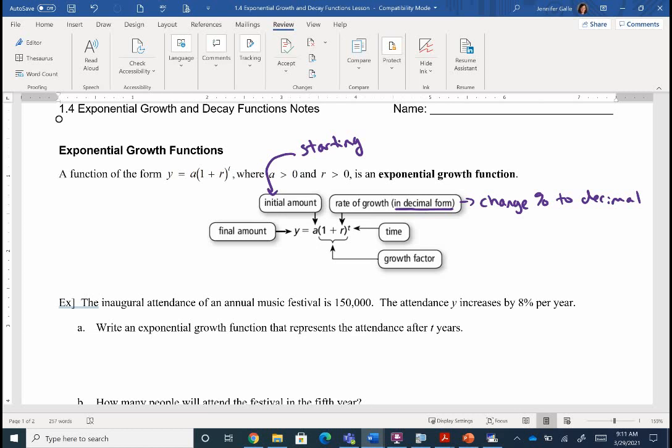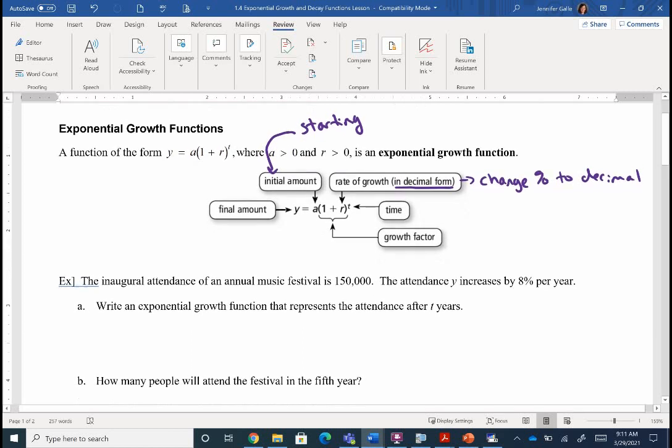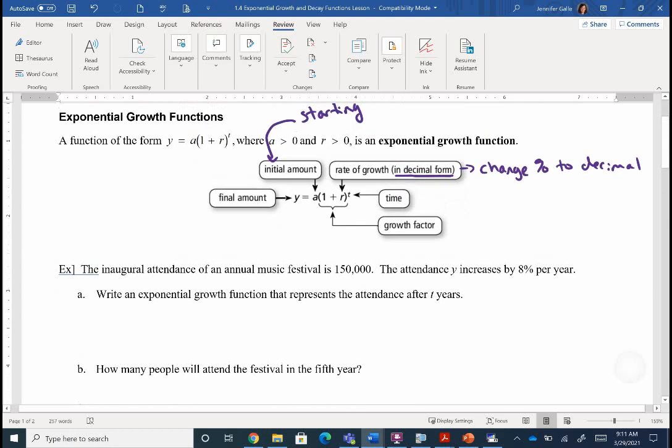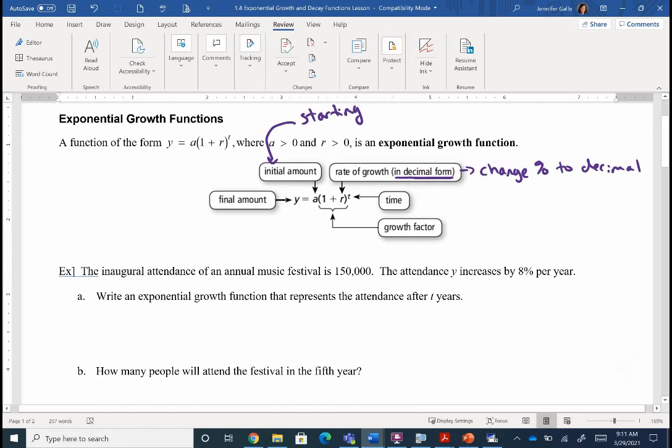T is our time. Time could be years. It could be months. It could be days. It could be weeks. It could be hours. It could be minutes. Time could be any of those increments that we want it to be. It doesn't necessarily have to be years. So let's go ahead. We've got the general form there and what each of the pieces means. So let's go ahead and dig in and actually apply it.